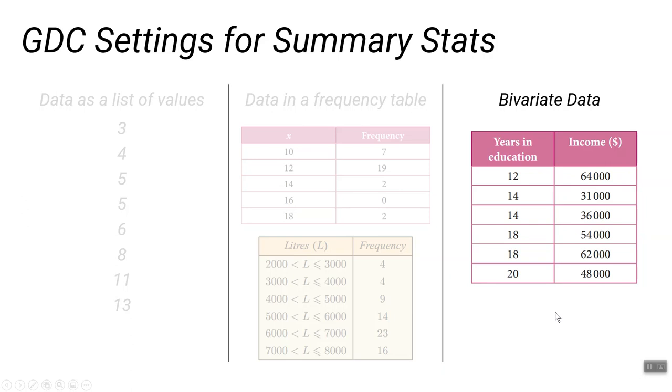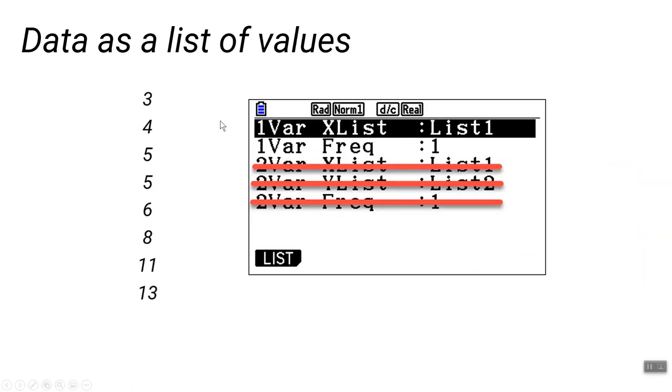Right, the way you set your calculator up varies depending on which type of data you've got. So for the first one, when you've got data as a list of values, you need to only worry about the one var setup because you've only got one variable. And in this one, your X list needs to be the list where the data is. I've put list 1 because typically that will be where it will be, but of course you can use any of the other lists on the GDC. Crucially, the frequency needs to say 1. That means that there is one of each data value. It's not a frequency table. Each data value appears once.